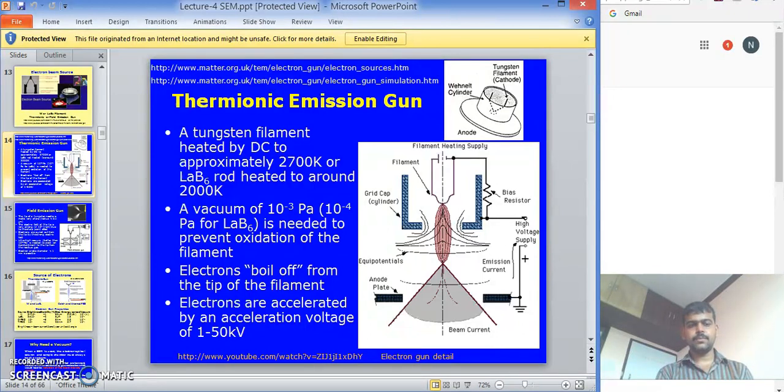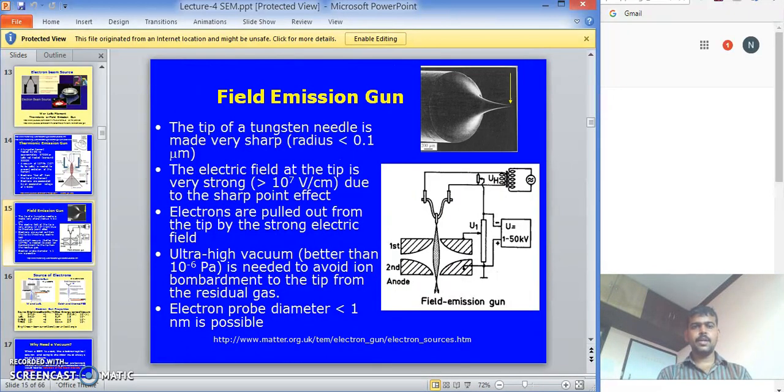to 50 kilovolt. Whereas in the case of the field emission gun, the tip of the tungsten needle is made very sharp with a radius of less than 0.1 micrometer. The electric field at the tip is very strong, much greater than 10 raised to 7 volt per centimeter. Due to the sharp point effect, the electrons are pulled out from the tip by the strong electric field. Ultra high vacuum is needed to avoid ion bombardment of the tip from the residual gases. An electron probe diameter of less than 1 nanometer is required.